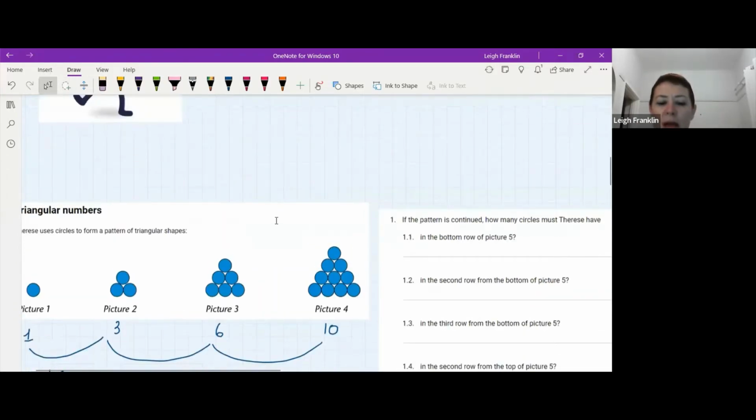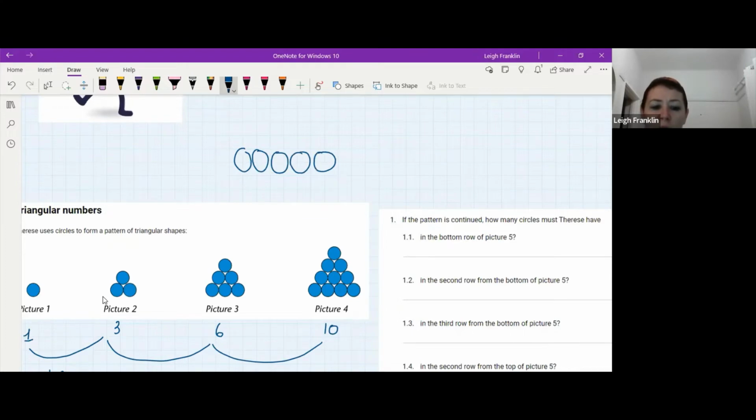Fair enough. Okay, but that's what Boipelo was saying. I'm talking about a different way of working out how many circles there would be in the bottom row. We spoke about it at the beginning. In picture 1, there's 1 circle in the bottom row. In picture 2, there are 2 circles in the bottom row. In picture 3, there are 3 circles in the bottom row, and in picture 4, there are 4 circles in the bottom row. So that means that picture 5 has to have 5 circles in the bottom row, doesn't it?